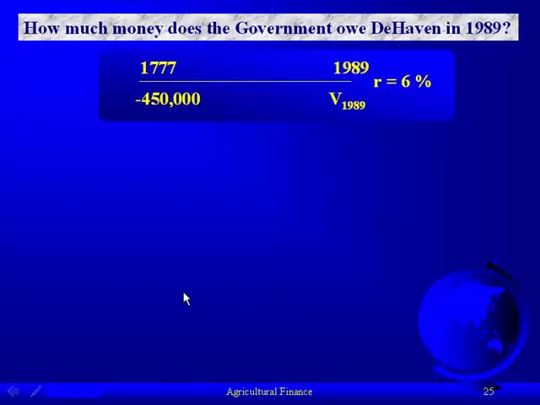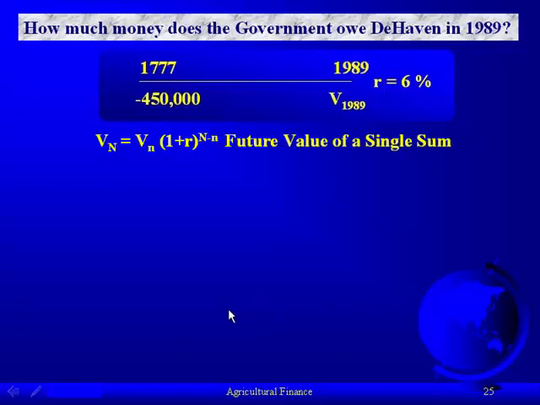Okay, to figure this out, you're going to have to take this source of information and write it as a timeline. We have 1777 as our beginning point, 1989, that's when this article came out. We're saying that de Haven put up $450,000, the cash outflow to the Continental Army. The question is how much in 1989 do the descendants of Mr. de Haven get back? First of all, which formula do we use?